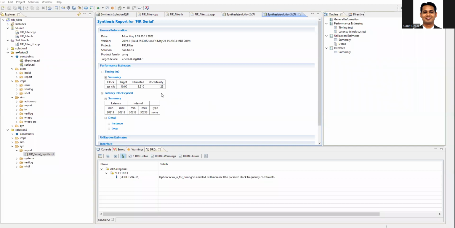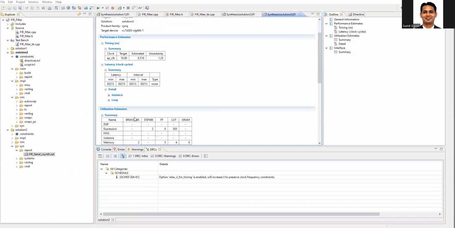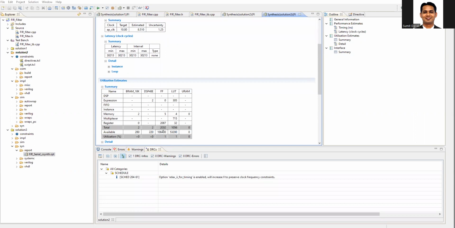Okay, so the third solution is the serial FIR filter, and you can see that the latency is significantly higher because it performs the operation serially. But the resource utilization is much lower, only 2K flip-flops and only 1K lookup tables. So that's a trade-off. In the serial FIR filter, you perform the operation serially, so you get a high latency, but you get a lower resource utilization.